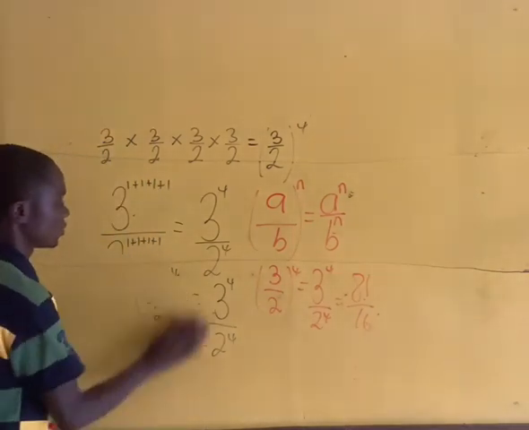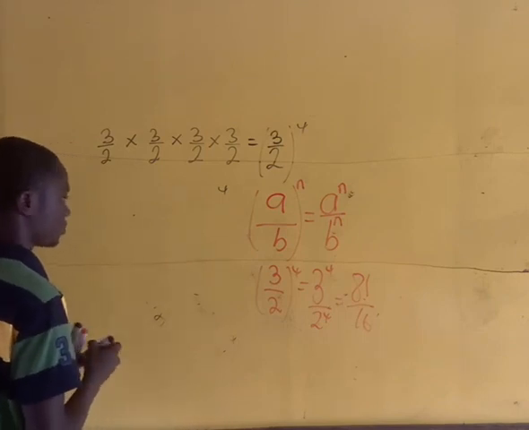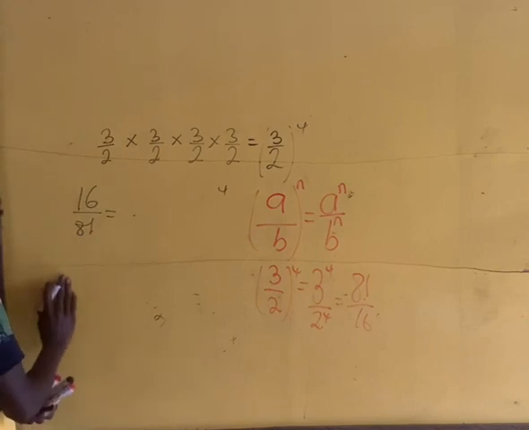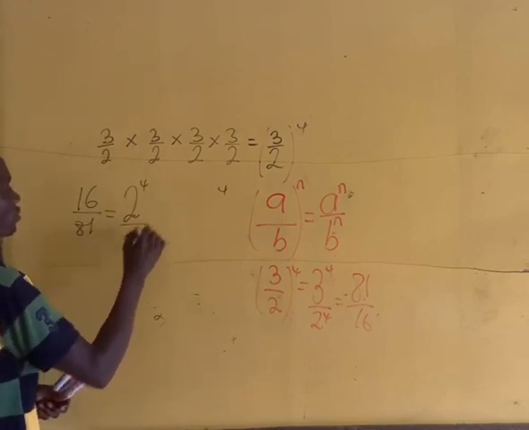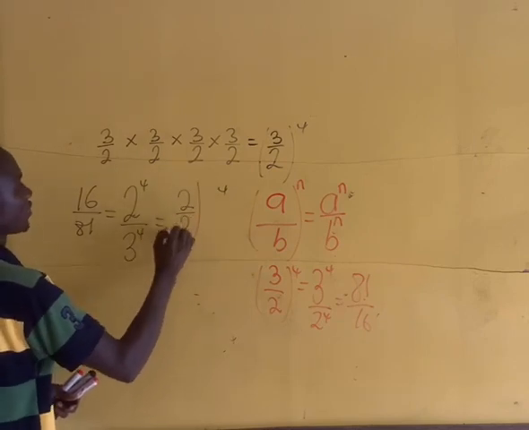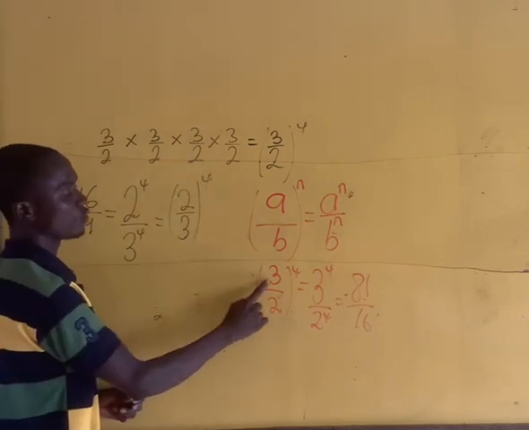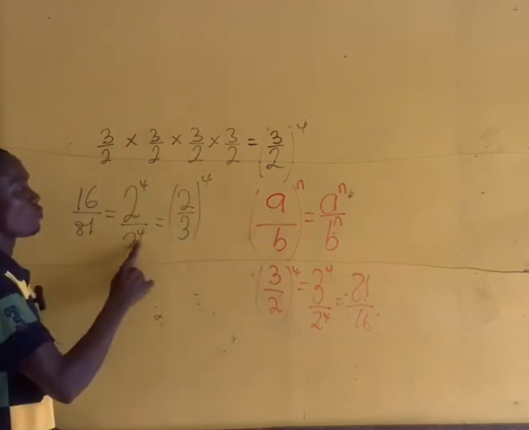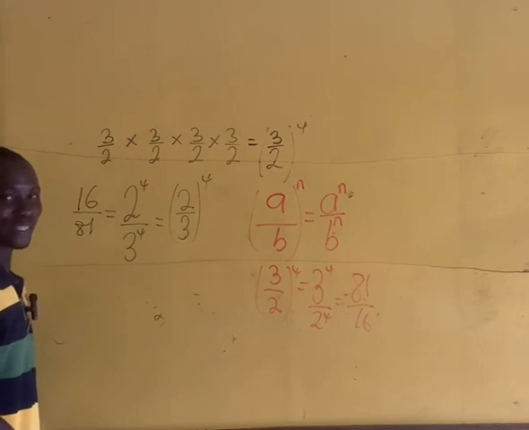Okay, now, let's see this one. If I have 16 out of 81, this can also be written as 2 power 4 divided by 3 power 4, which is 2 divided by 3, all power 4. So don't think of raising this to the power. You can also think of factorizing the power out. So power 4, power 4. So you factor the power out in a very simple way.